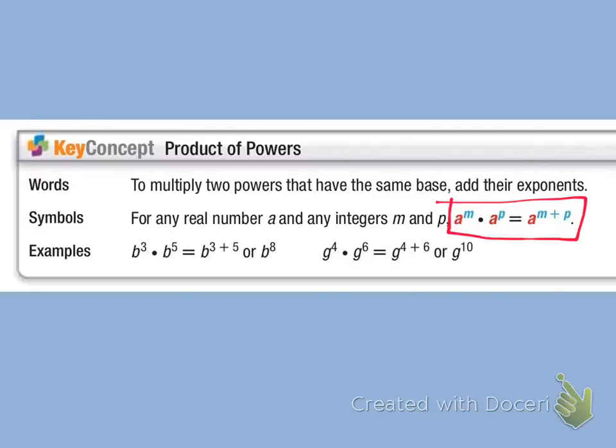You've got b to the 3rd times b to the 5th equals b to the 3 plus 5, which is just b to the 8th. Same with your g. g to the 4th times g to the 6th equals g to the 4 plus 6, which is g to the 10th.